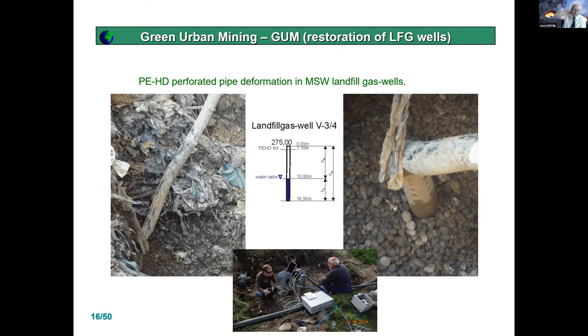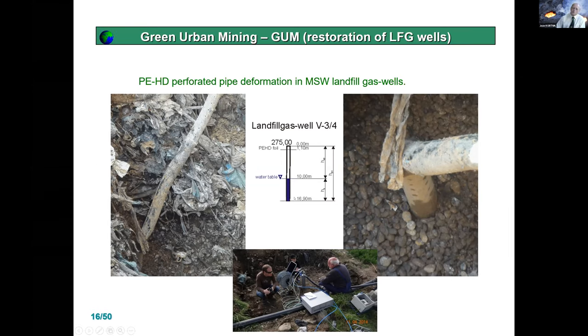So we made some measurements of flow and concentration of air, methane, carbon dioxide before restoration of these gas wells. And another problem we were confronted with in case of opening this gas well was leachate water or water table. We found out that the water table was very high: in case of a 16 meter or 17 meter high gas well, we found that the water table is around the 10 meter level.